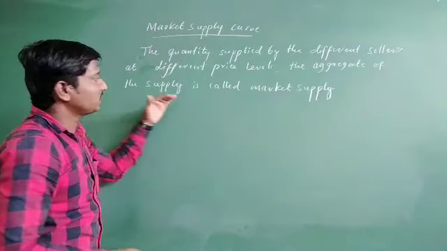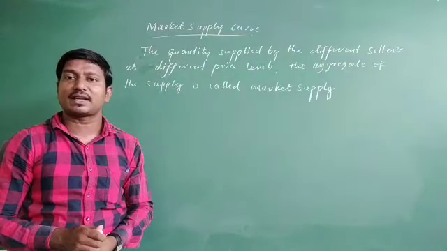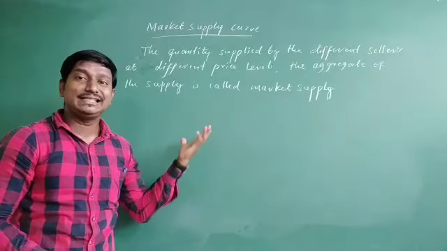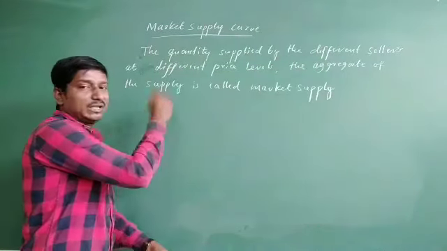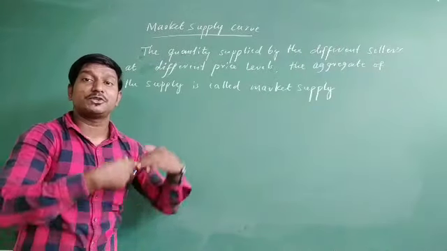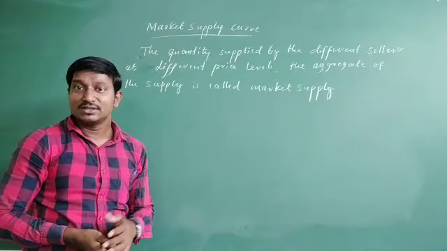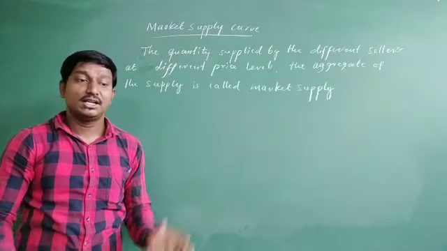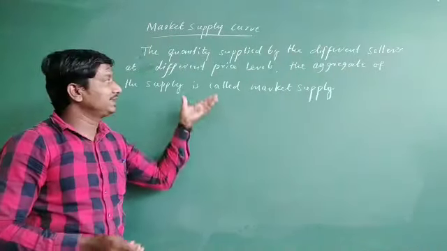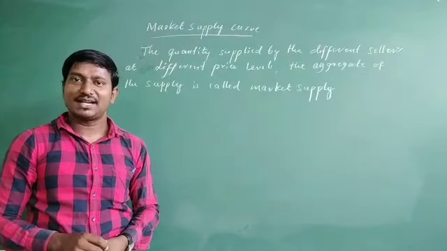all these suppliers, what they supplied in the market, the sum total of all these quantities is what we call market supply. Which means firm 1, firm 2, firm 3 up to firm n are going to sell their commodities in the market. For what price they are going to sell and how much quantity they are going to sell, the total sum of those quantities is considered market supply.